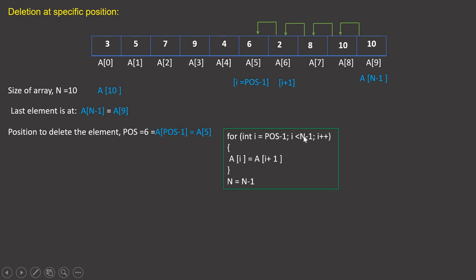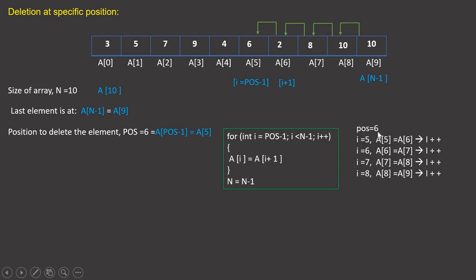So the value here is 9 and I is having value 5. The position was 6, but the value will start from 5, right? Pos minus 1, which is 5. So from the 5th index, the operation starts to perform. We access the value from the 6th and store the value into the 5th. So here also we are accessing the value from the 6th and storing the value into the 5th, and then we keep on incrementing till I is equal to 8.